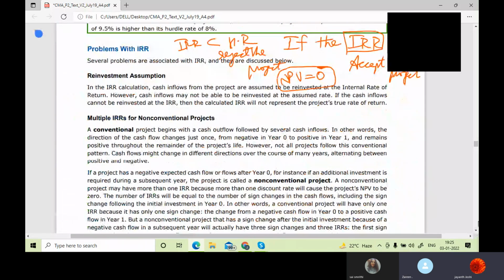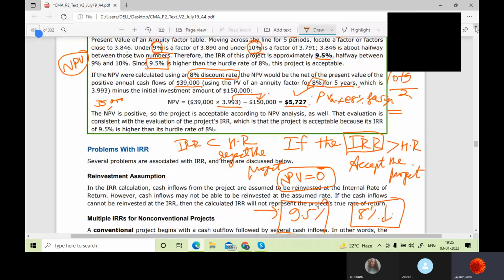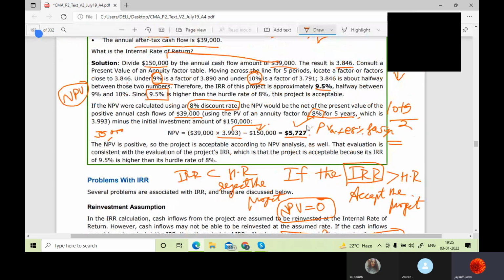What common sense says is, at 9.5% if you discount, you will be discounting more. At 8% when you discount, you'll be discounting less, correct? So the chances of getting a positive NPV is higher here, and the chance of getting a zero NPV is higher here, correct or wrong? Correct. If you do the calculation here, instead of taking 8%, you take 9.5% and try to find out the annuity factor, you'll be getting this almost exactly equal to 0.